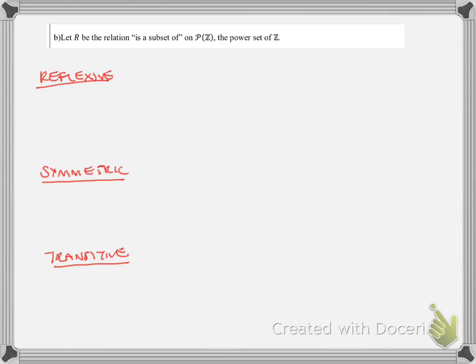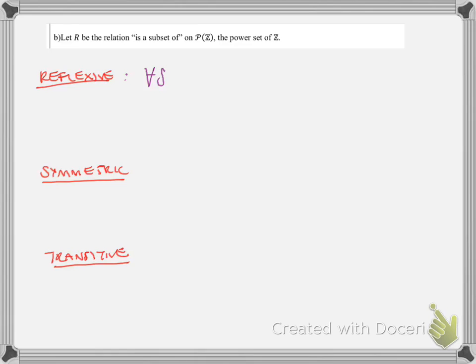Let R be the relation is a subset of. So this here is defining what the relation is. Okay, we're not given a definite set like in A, but we're given what it's defining. So is a subset of on the power set of Z. Okay, P of Z, which is the power set of Z. Okay, so let's think about this. Remember, we're talking about the power set. So something is a subset of on the power set of Z. So that means we're talking about sets, right? Our elements are sets.